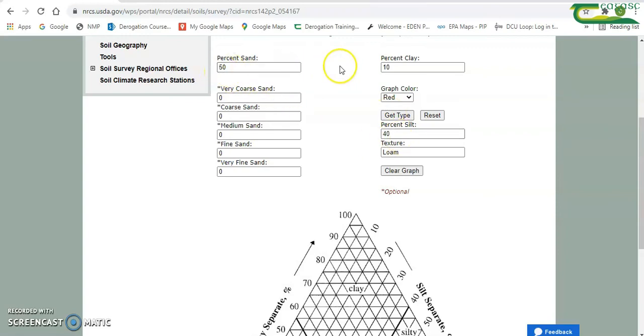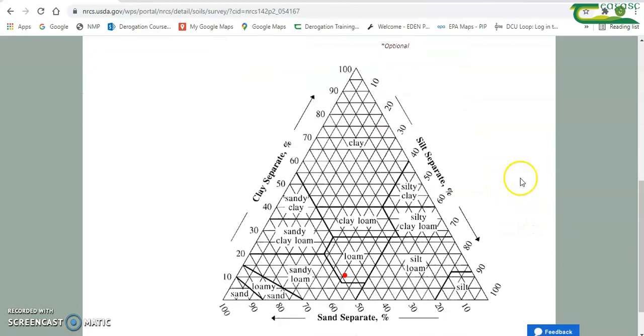So we can see 50 plus 10 is 60, and 40 equals 100%, and it gives us the texture class, which is loam. And if we look down at the bottom in the soil texture triangle, we can see it's marked at point loam.